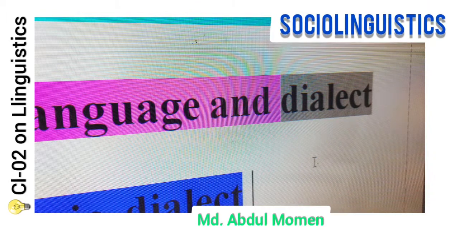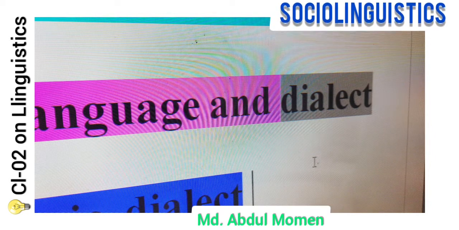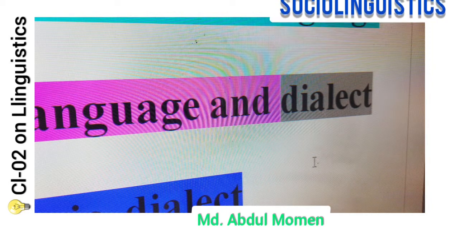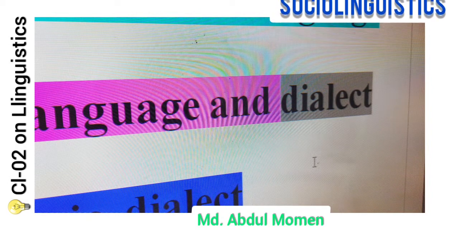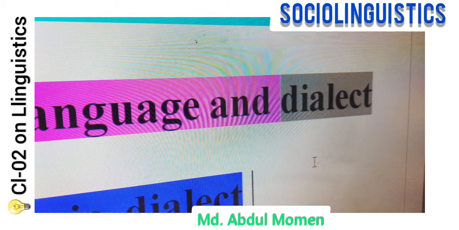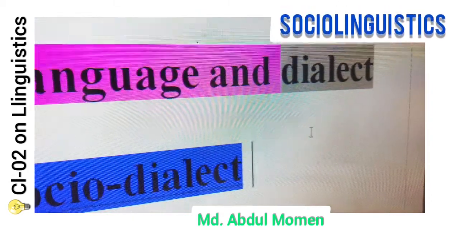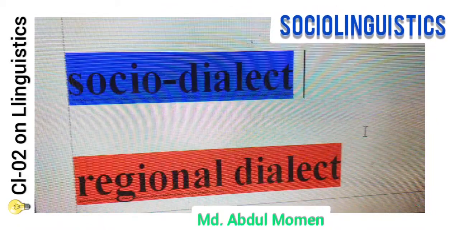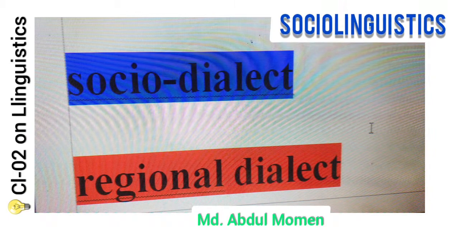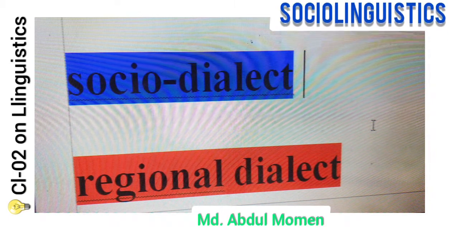A language can have several dialects, whereas a dialect is often associated with a particular accent. However, from the linguistic standpoint, all dialects are of equal prestige, and it is found that by gaining status, a dialect becomes the standard variety of a country. You know that dialects are of two major types. Number one is socio-dialect and number two is regional dialect. So now let's have a look at socio-dialect and regional dialect.